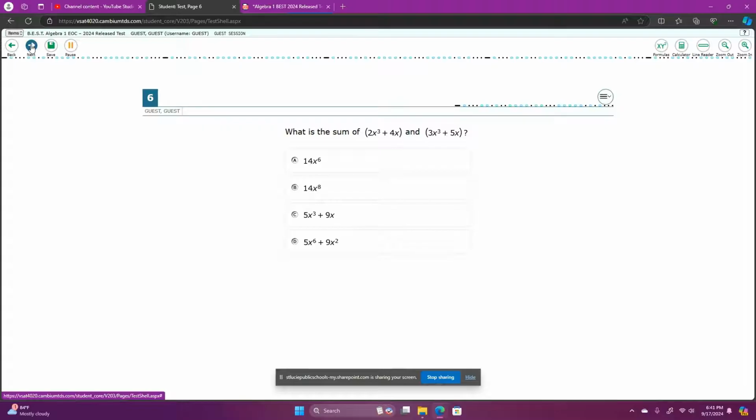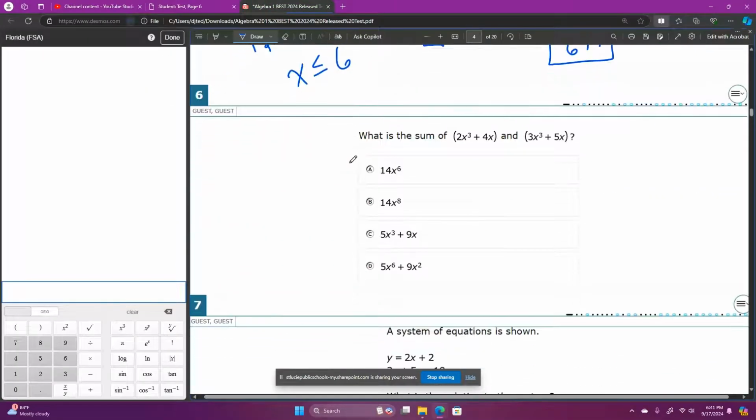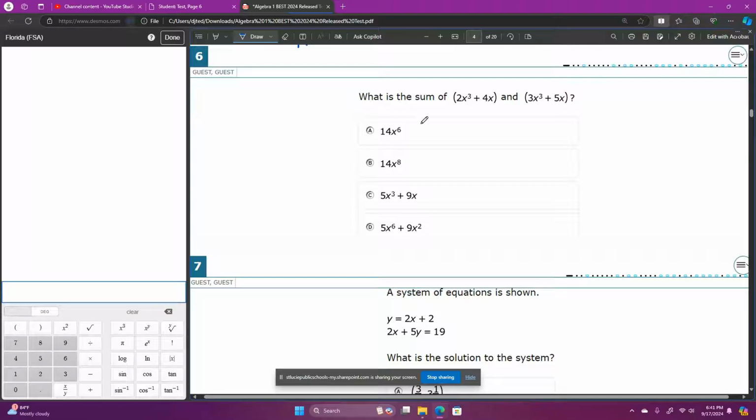Next. And then question number 6. What is the sum of 2x cubed plus 4x and 3x cubed plus 5x? Sum means to add them up. And what are we doing here? Combining like terms again.